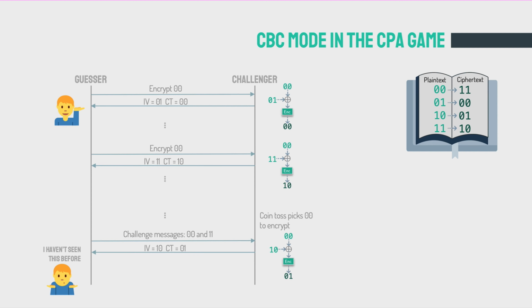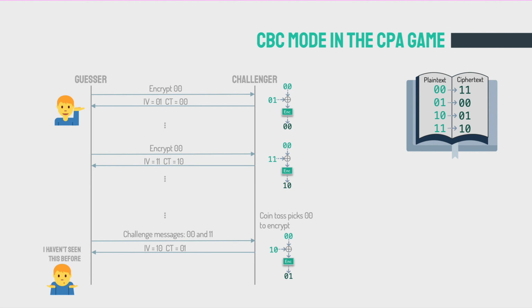plaintext 00 to be encrypted, but because we're using cipher block chaining, the challenger selects a random initialization vector and incorporates that into the plaintext before encryption. So if the guesser submits the plaintext 00 again, the challenger is going to pick a new initialization vector and rerun the encryption. In both cases, the ciphertexts are going to look different even though the plaintext was the same.